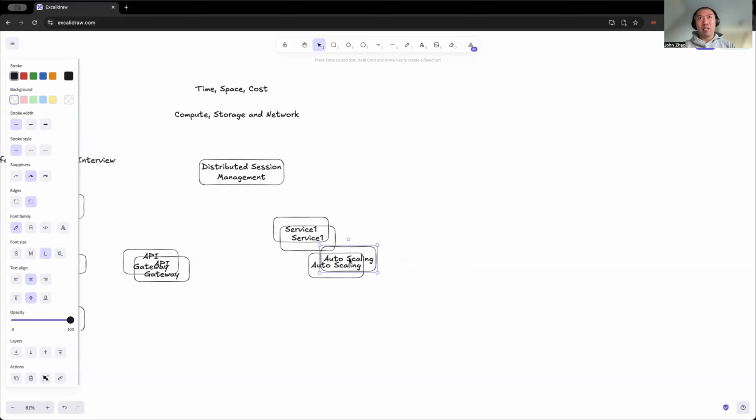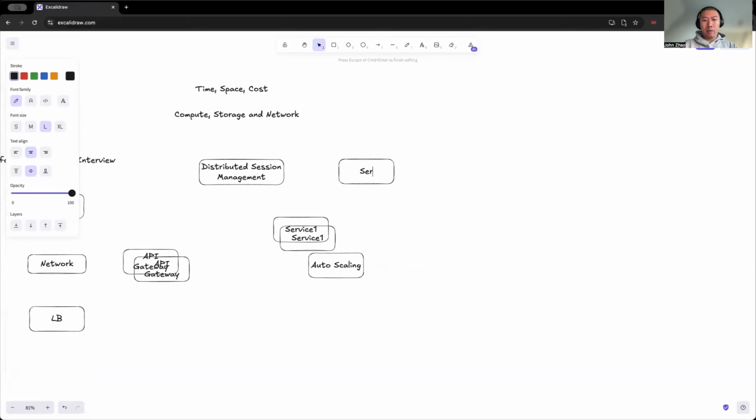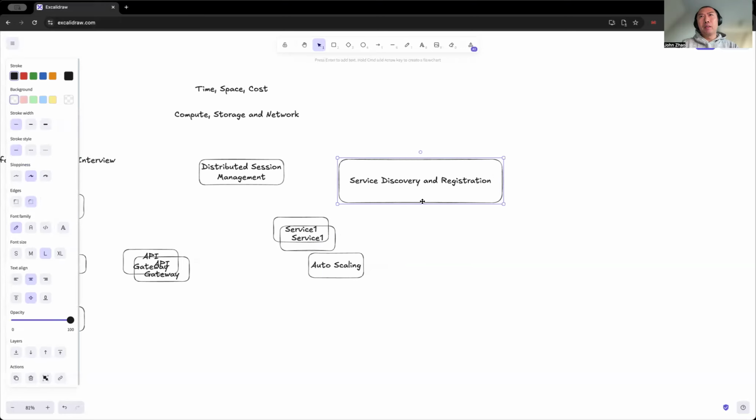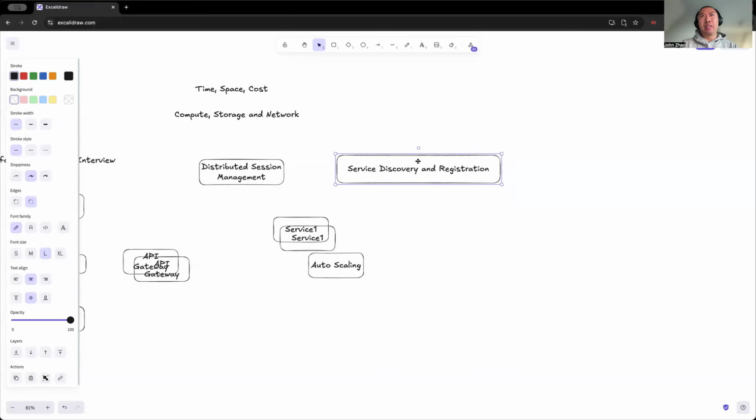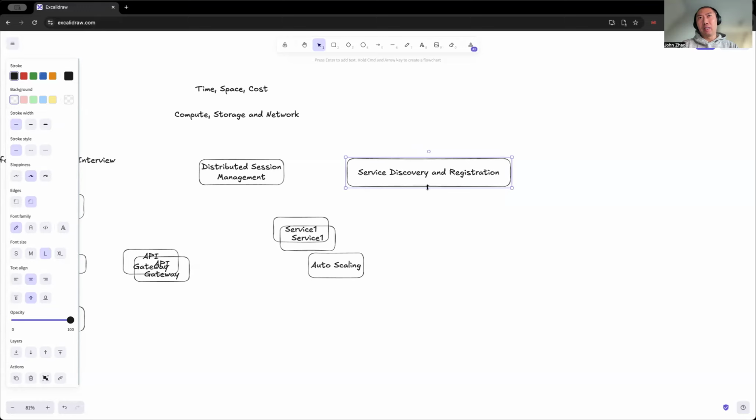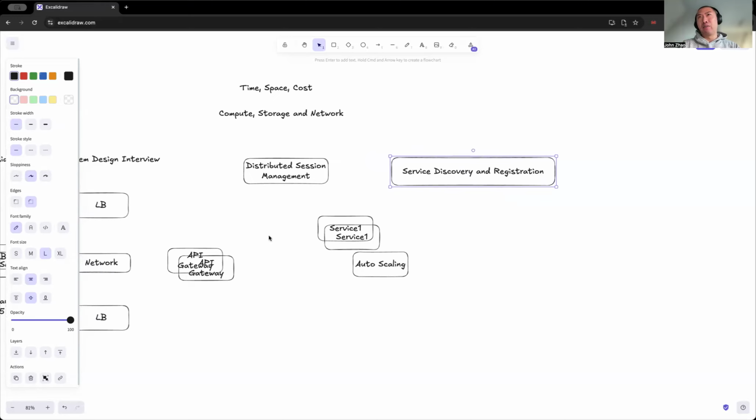And also another main concept would be service discovery and the registration. Because in a distributed and auto-scaling group, the services or service instances can go up and down at any given time. It is important that when the service is running up, it registers itself with the central registry, and then other services or the API gateway or load balancer can discover those services.